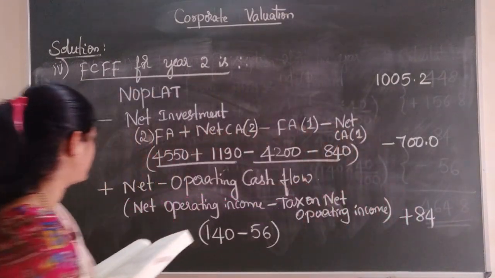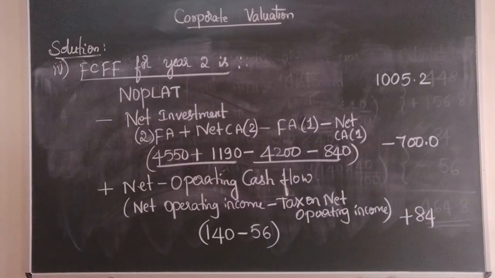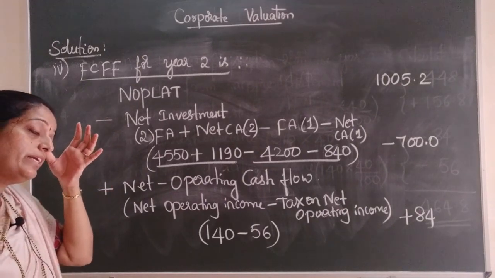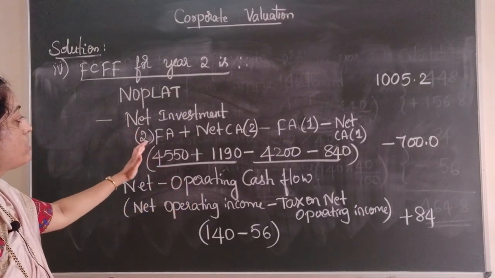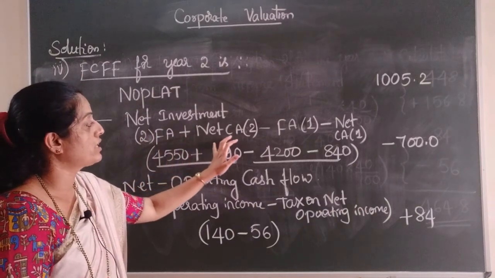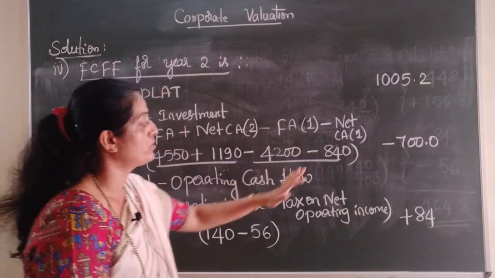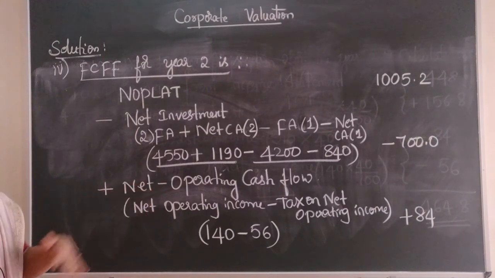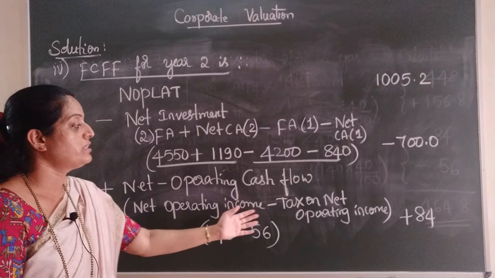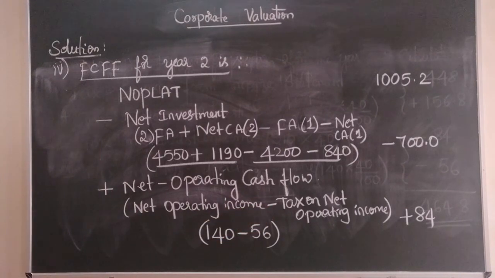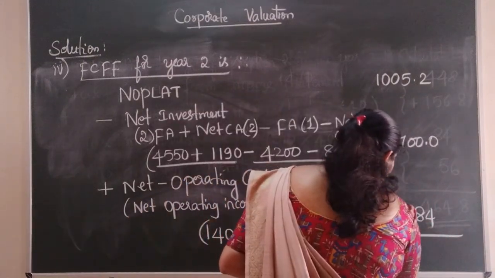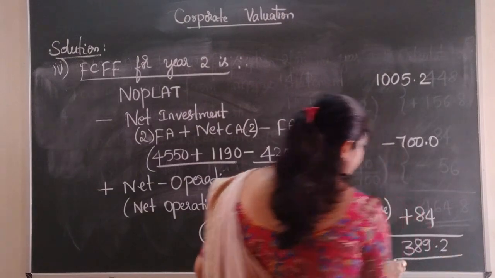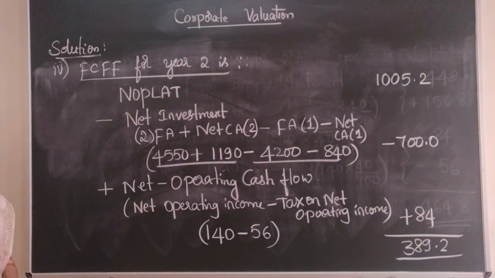See, for NOPLAT, to find the free cash flow to the firm: net operating profit less operating tax, which we have found out, from that we deduct the net investment, that is fixed assets of the second year plus net current assets of the second year minus fixed assets of the first year minus net current assets of the first year. Then add net operating cash flow, that is net operating income minus tax on net operating income, which gives 84. Then the total answer, FCFF, is 389.2.